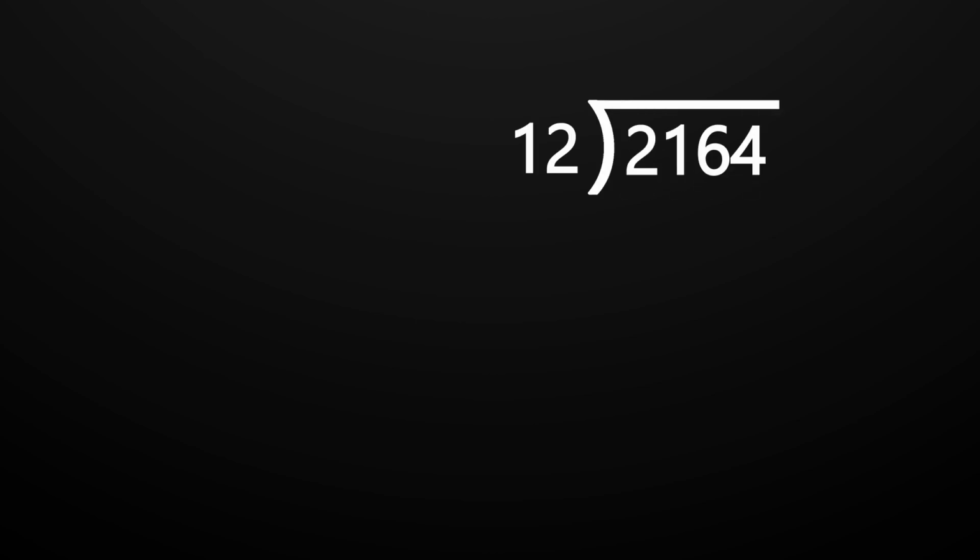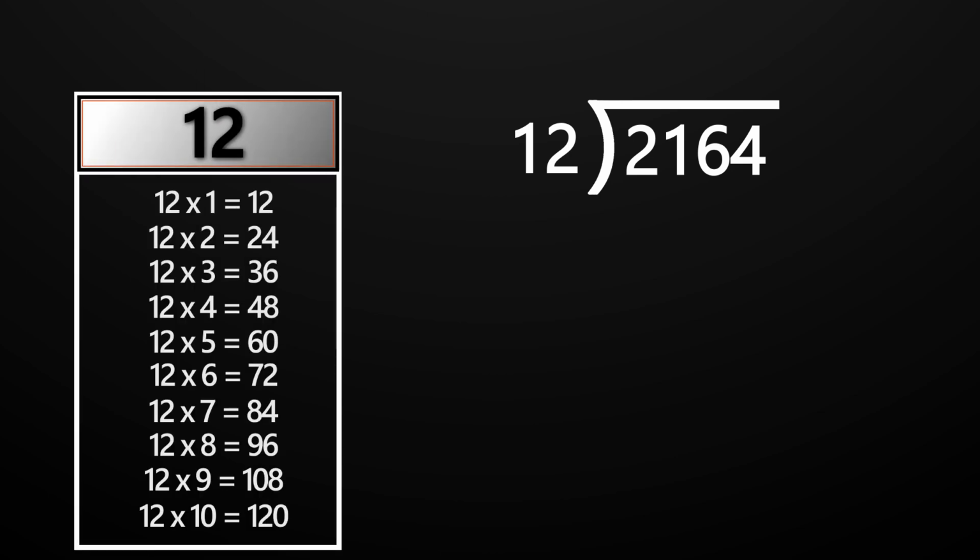Now, let's try dividing with two-digit divisors. Consider this example, 2,164 divided by 12. Now, there are several ways to do it. One thing to remember is that there is no default times table for numbers more than 10. The first method you can do is to create a times table of 12, more like a rough table, or any divisor you are dividing by.